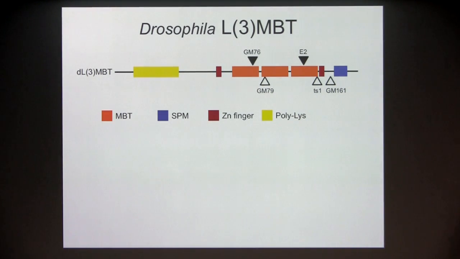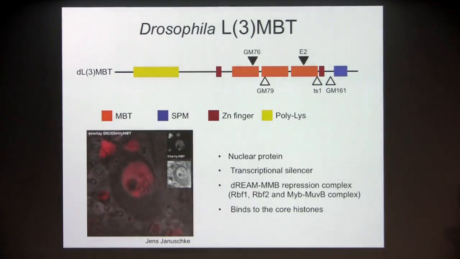So Drosophila L3-MBT has some conserved domains. It's a proline-rich protein, which has three MBT domains. It has a zinc finger domain, which is a protein binding domain. It also has an SPM domain, which is known to be present in its homologs belonging to the polycomb group genes. That's why it has been described as a polycomb-like gene. It is also known as a nuclear protein and has been described as a transcriptional silencer, as part of the dREAM/MMB repression complex, which is related to the retinoblastoma family. It has two retinoblastoma family proteins, which are homologs of the human retinoblastoma, and the Myb-MuvB complex. This repression complex represses many of the developmental genes in Drosophila, and it is also known to bind to core histones.